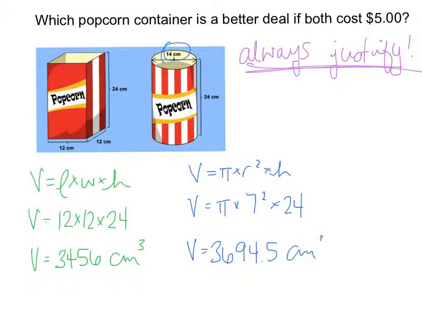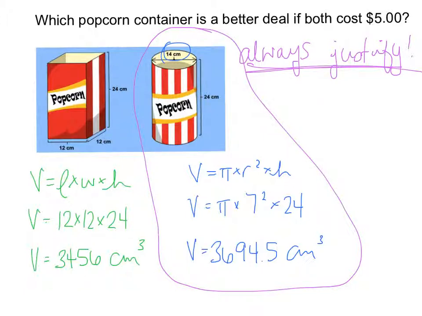And when we figure this out, we get a volume of 3,694.5 cubic centimeters. And so if I was going to buy popcorn for $5, and I was going to buy the container that gave me the best deal, I would buy the cylindrical container because it has a greater volume than the rectangular container. And that way I get more popcorn for my money.